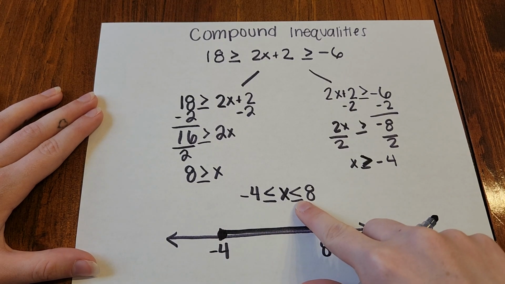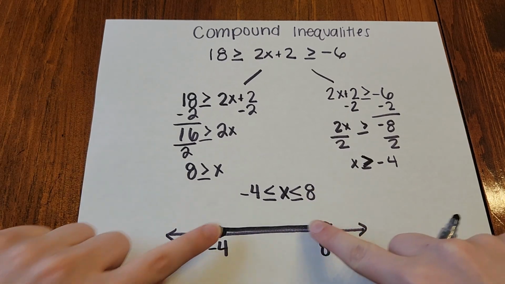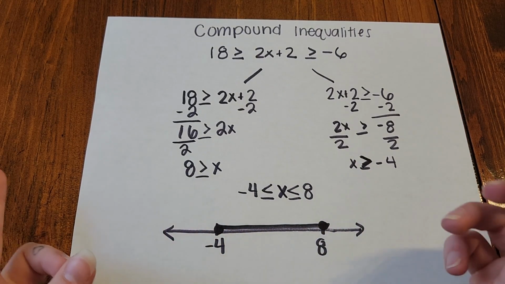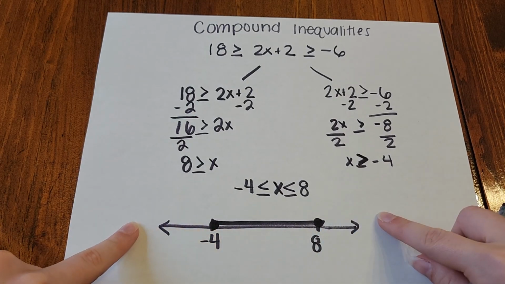If this had a word OR in the middle, then our line would not be in the middle connecting these two dots. They would be pointing in opposite directions, not touching each other at all.